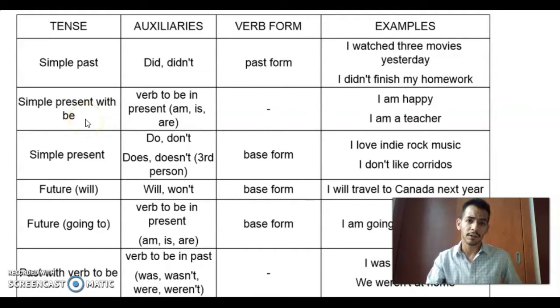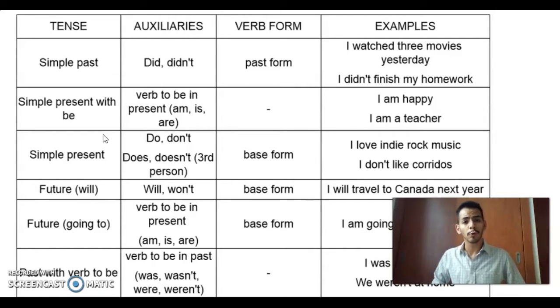For simple present with the verb to be, the auxiliary is the verb to be in simple present. So we just have some examples over here. I am happy, I am a teacher. For simple present, we have do or don't, does or doesn't if the subject is a third person, and the verb goes in base form. I love indie rock music. I don't like corridos.